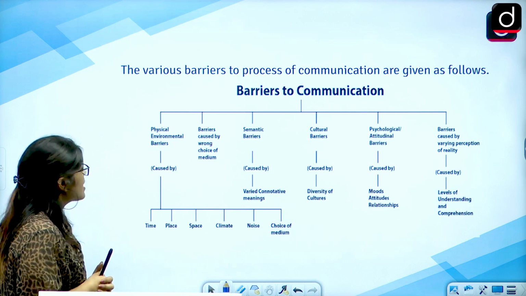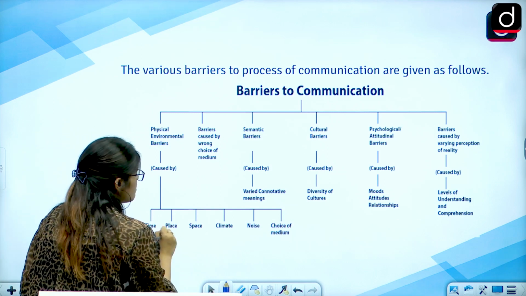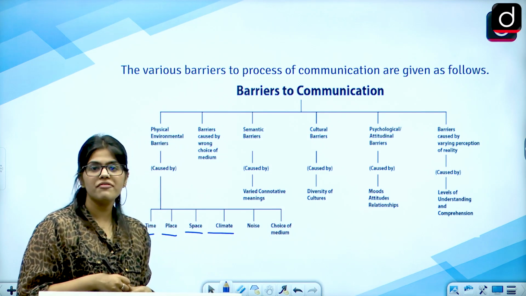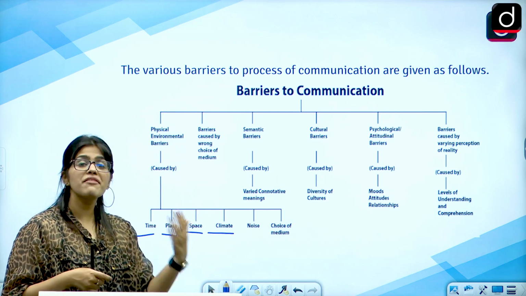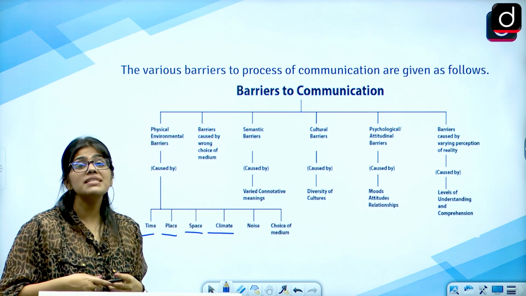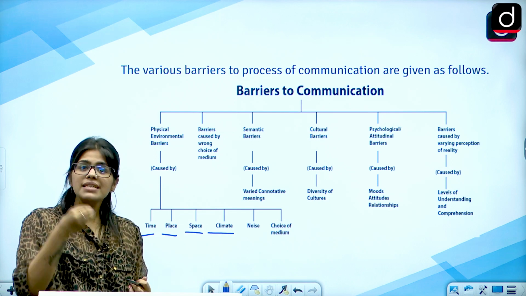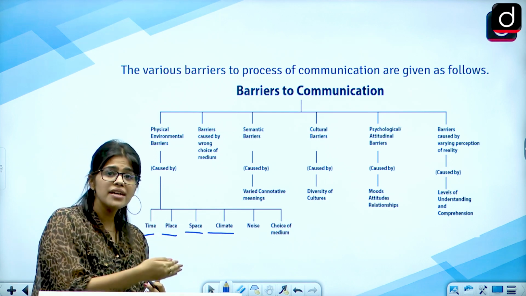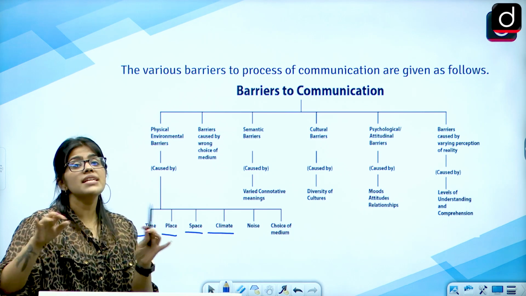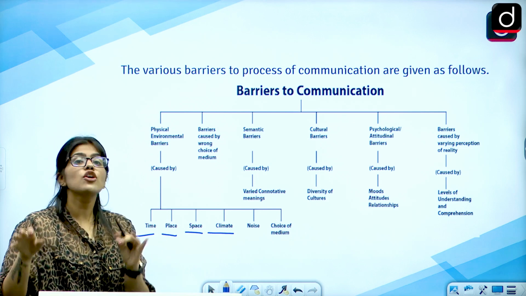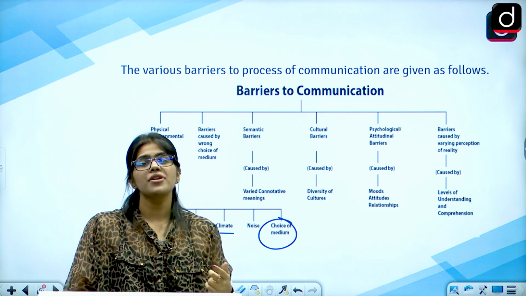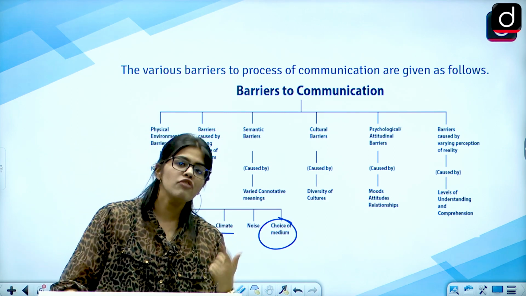So there can be physical and environmental barriers which are caused by time, place, space, your climate, maybe the noise or the choice of medium that you have taken. Say, for example, I want to talk to my friend and I just want to ask him, are we going to meet today for a coffee? But I'm sending him an email. So is it a right manner or a right medium to talk to a friend? As it is an informal structure, I should have called or texted him. But I wrote an email. This can create a problem in my communication process. So the selection of a wrong medium, the wrong way of communicating, can also create a lot of problems.